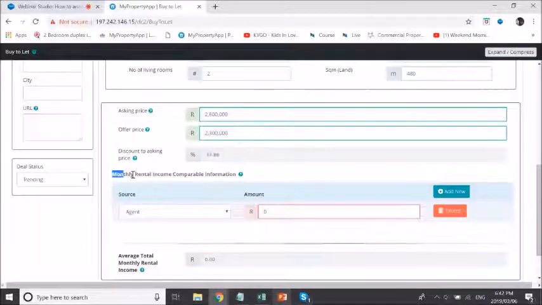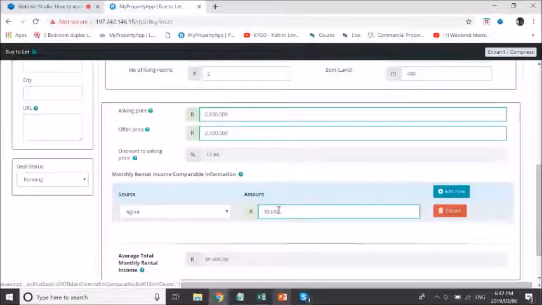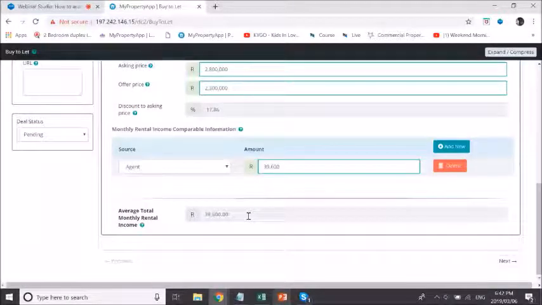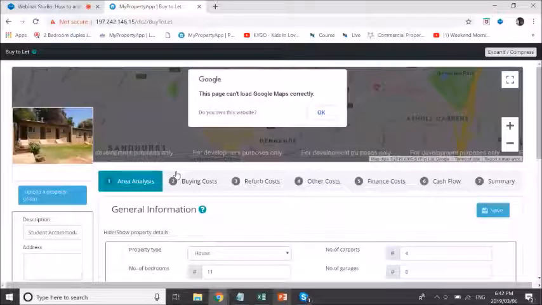Then we come here to a section called monthly rental income. Very, very important. This is where we have to determine what it could rent for. Now, the estate agent told me that you could get 39,600, which is roughly 3,600 per room for the 11 rooms. So I'm going to use that as my rental figure. I will ask her for the rent roll, which is a proof, basically, that the rent that they're achieving is 39,600. You can click the next button here, or at the top, you can go to buying costs.